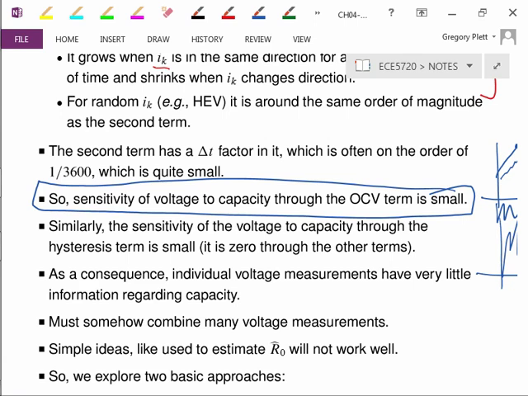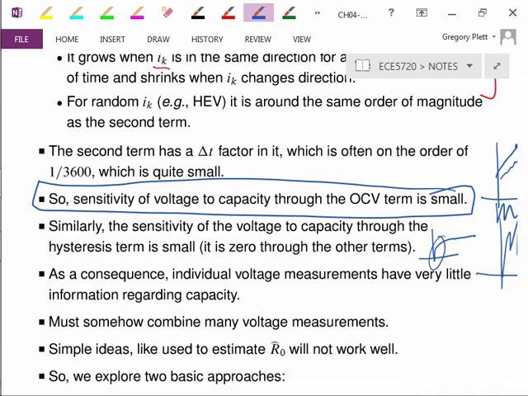This math is giving us ideas that some scenarios are going to make it easier to estimate capacity than other scenarios, but there's a fundamental limitation on our ability to estimate capacity just by how it shows up in voltage. If we look at the sensitivity of the hysteresis voltage to capacity, it's also very low, and especially for long charging and discharging, which helps us with OCV. It doesn't help us with hysteresis because hysteresis tends to a constant value, and in that case it's only in the transient parts where you might have some hope of estimating the capacity through the hysteresis term, which is exactly the opposite as through the OCV term.